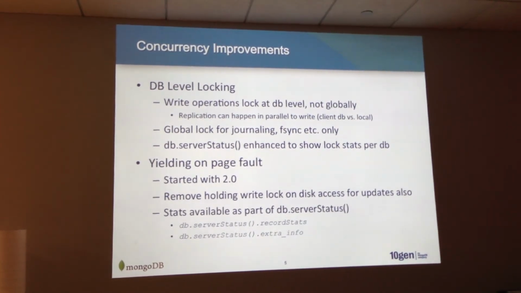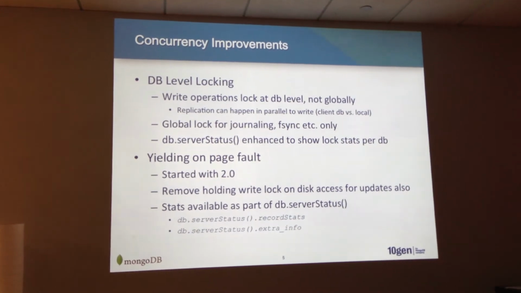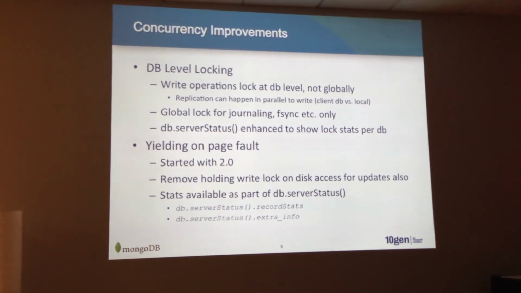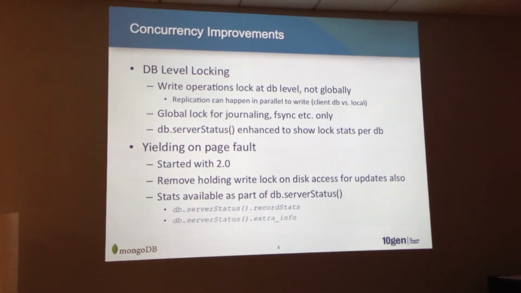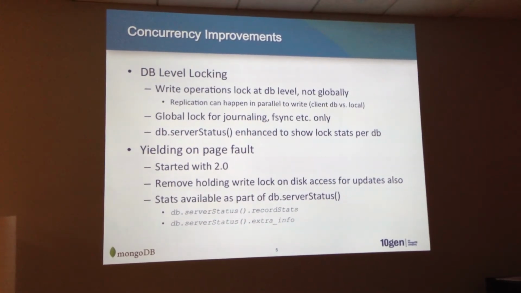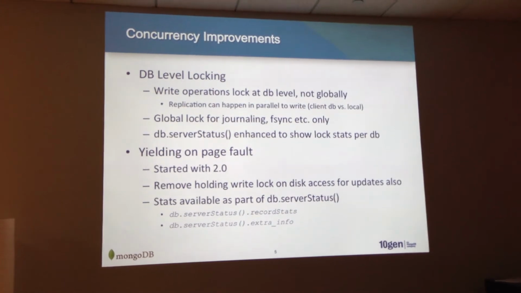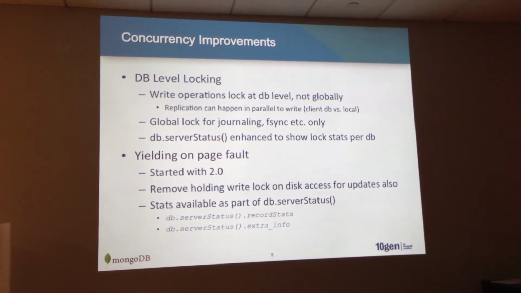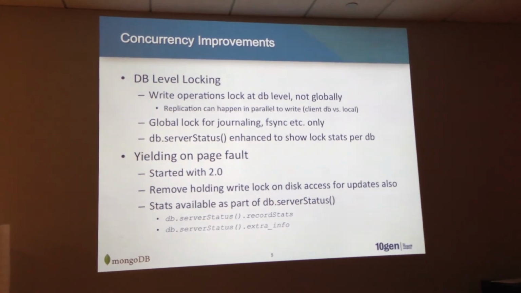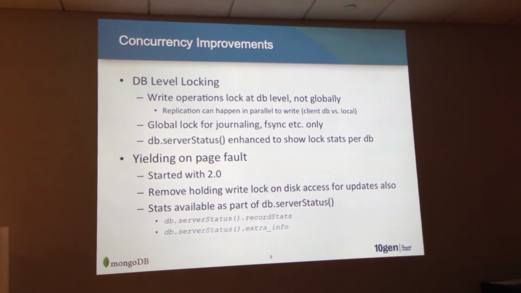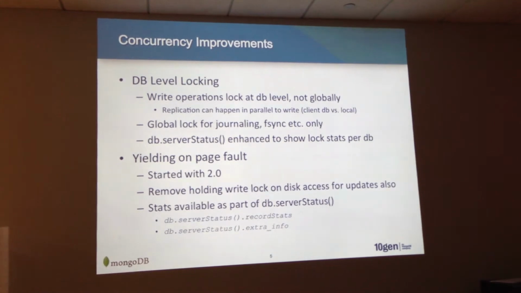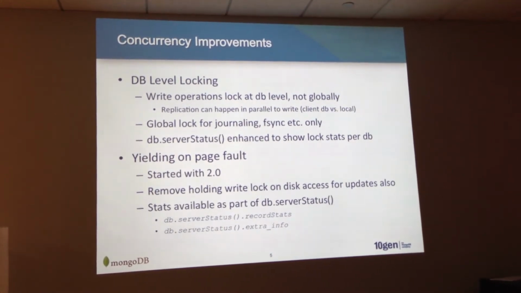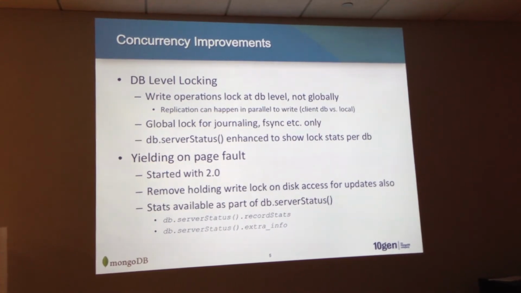So with 2.2, we improved in two ways. First off, we made the yielding much better. Now the yielding is going to yield almost every time it needs to, and it's a totally generic framework, so it's going to apply to any sort of index, any sort of query, basically, on the update. The second important thing is that we increased the granularity of the lock. So instead of being global, it's per database.